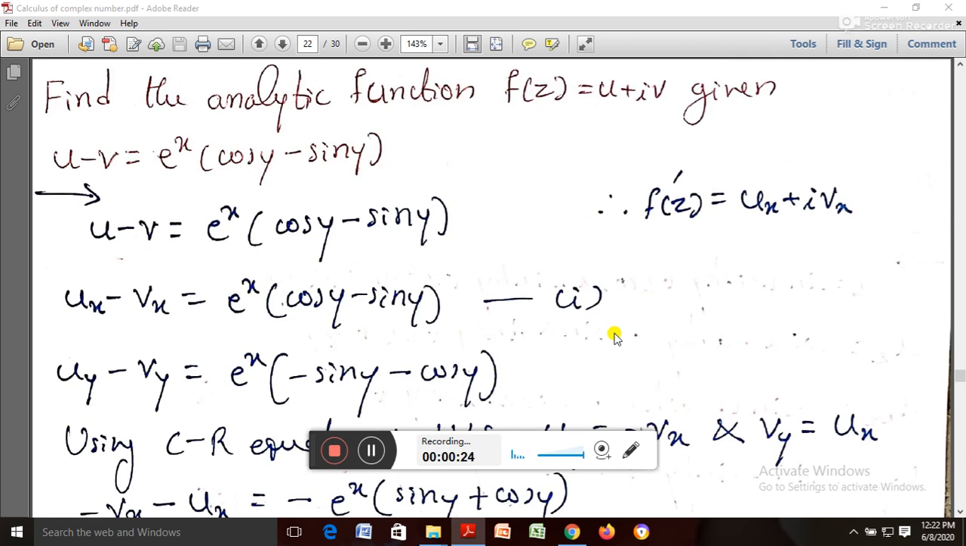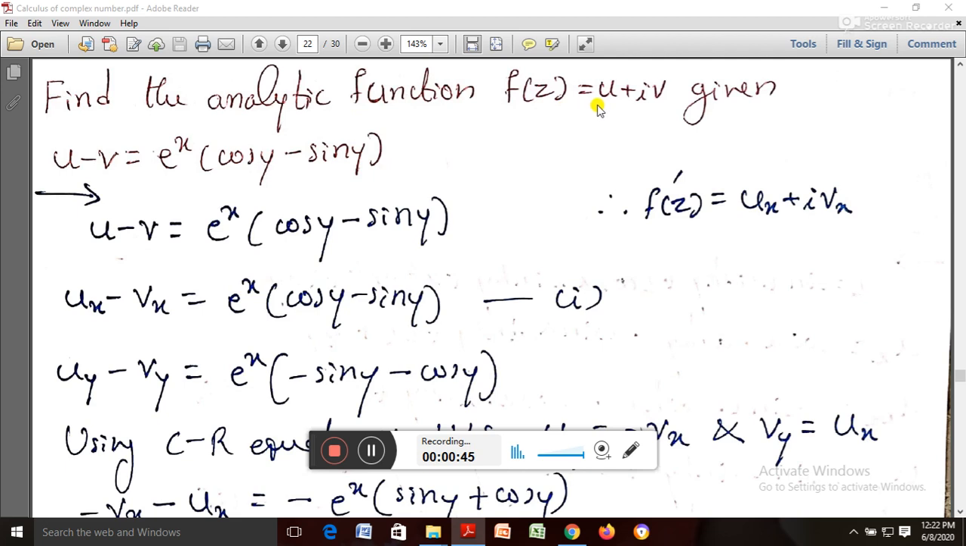And then in the second type, if the real or imaginary part is given, we have to construct the analytic function. If u is given, we find the v. If v is given, we find the u. The third type is where u minus v or u plus v is given, and we have to show or find the analytic function. So let us solve the example.